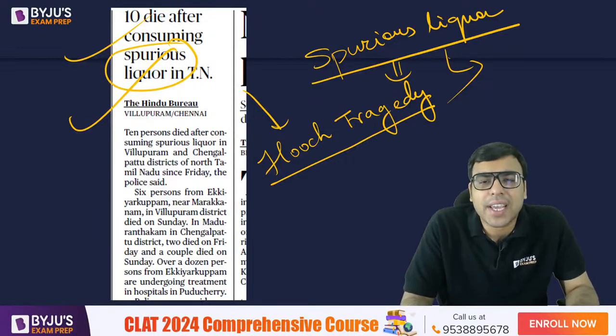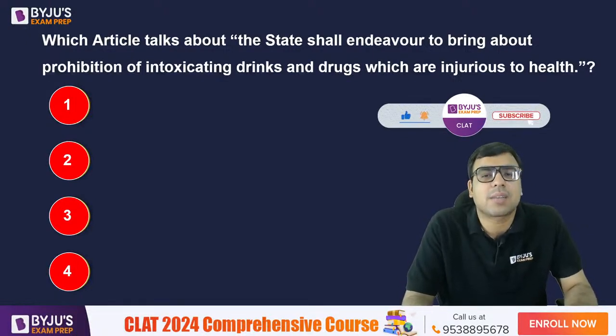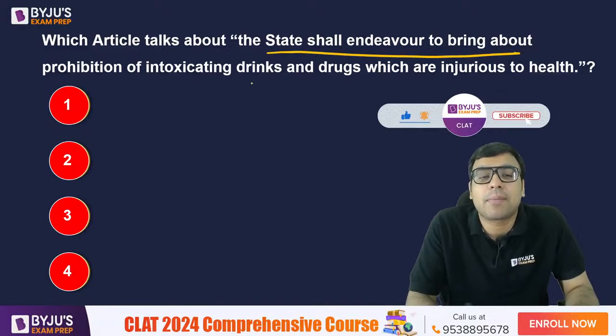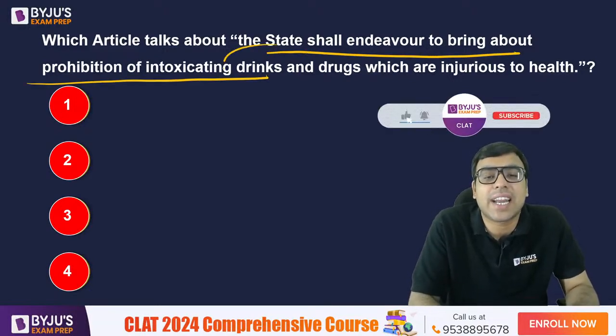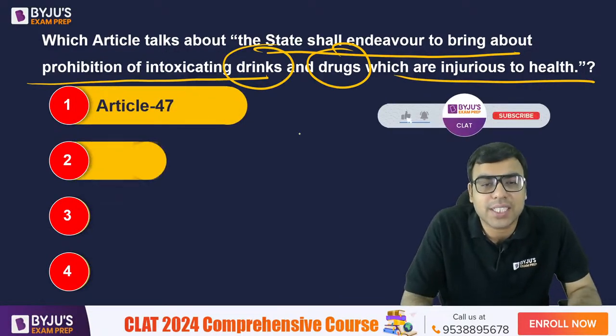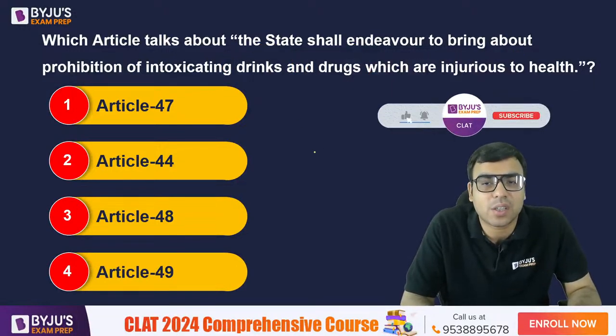Since we are talking about liquor and all, there is an article in the Constitution which talks about it. Which article says the state shall endeavor to bring about prohibition of intoxicating drinks and drugs which are injurious to health? Your options are Article 47, 44, 48, 49. What is the right answer to this question?